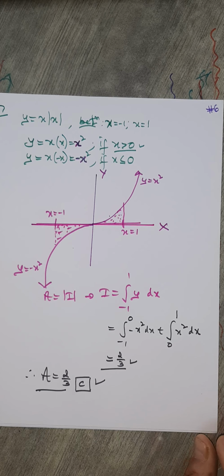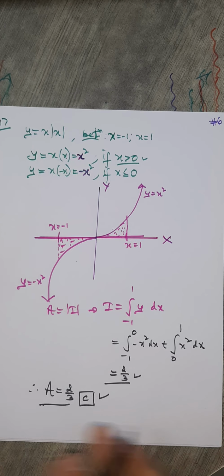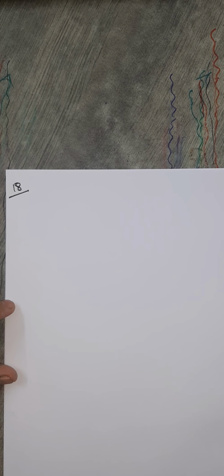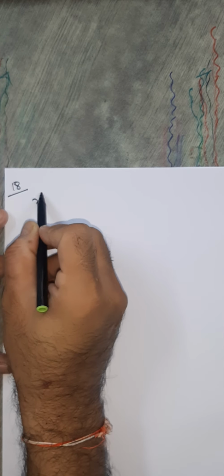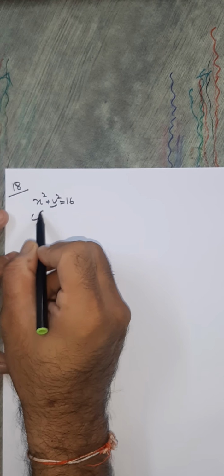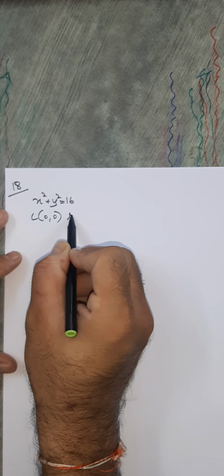Next question, 18th, which is also a very nice question. Let's do that. Question number 18. Area of the circle. You are given one circle here, x square plus y square equals 16. Circle with center 0, 0 and the radius equals 4. This is a very standard circle. Okay.